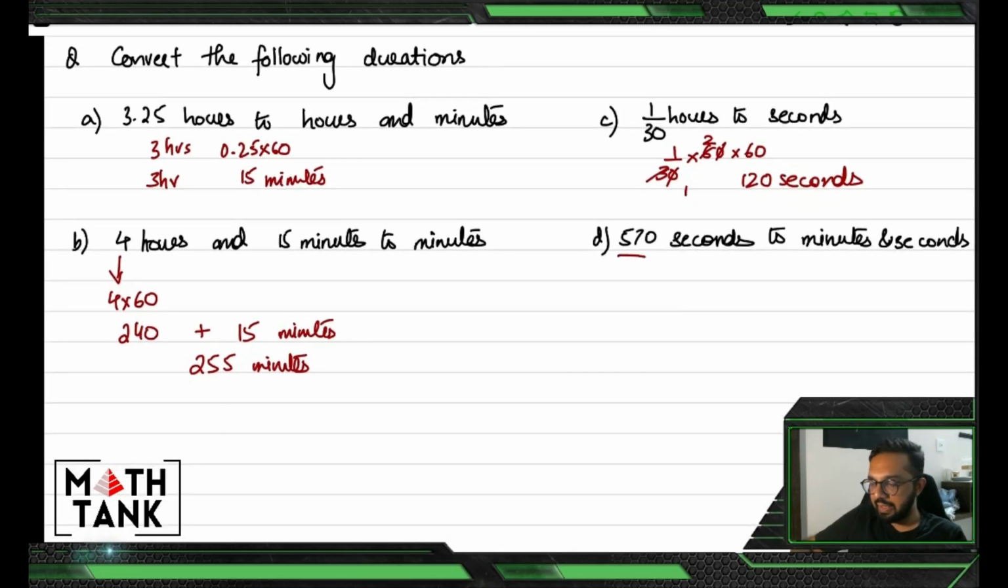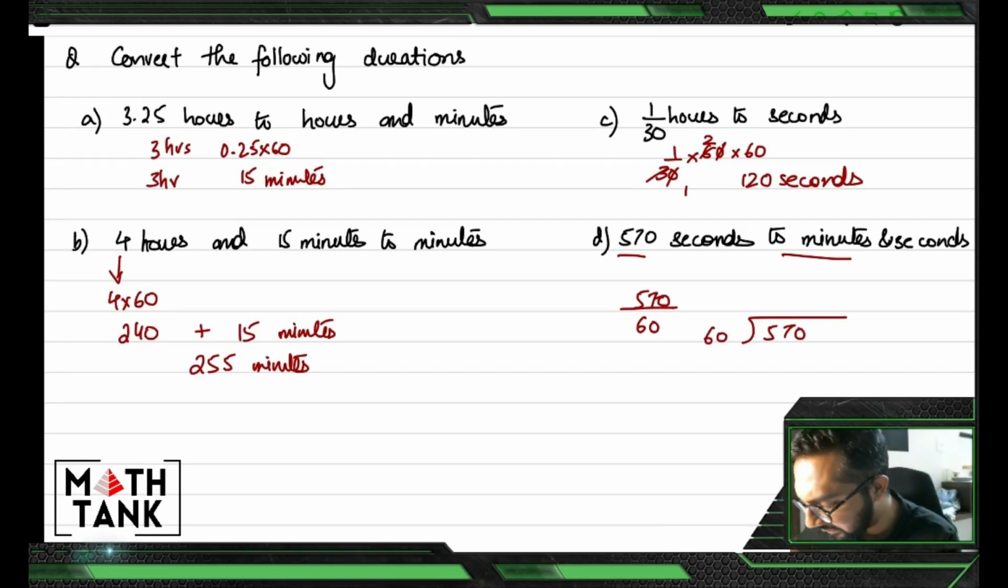Then it says 570 seconds to minutes and seconds. Okay, so it's 570 divided by 60. I cannot think of a direct number. Canceling here doesn't help because it's going to make things more complicated. I want it in minutes and seconds, so I'm going to say that 6 times 8 is 48, 6 times 9 is 54. So I'm going to say 9 is 54.